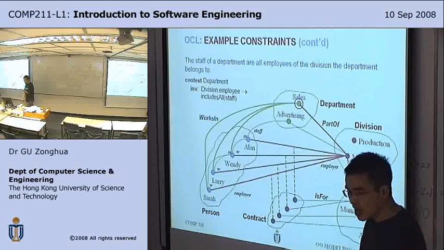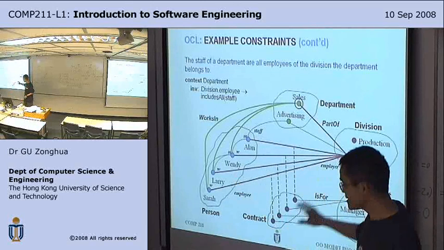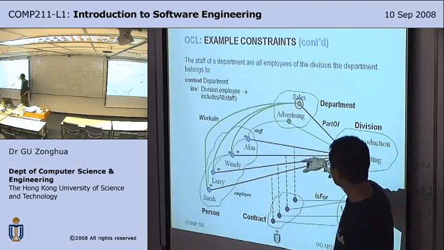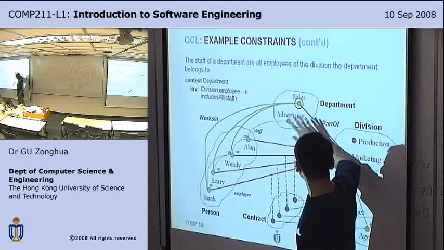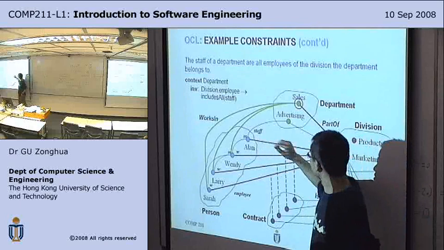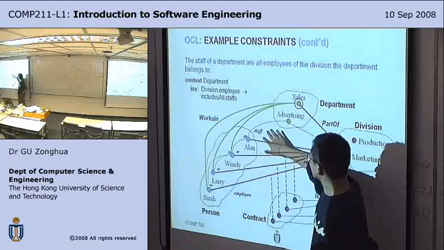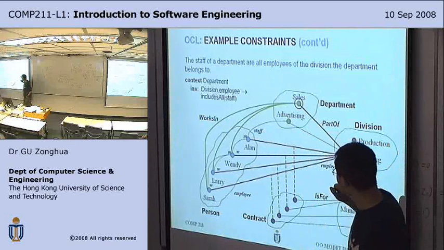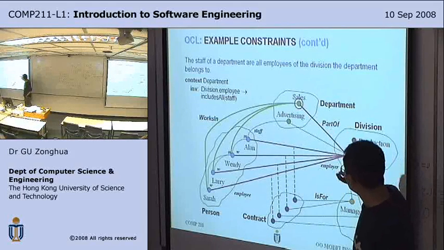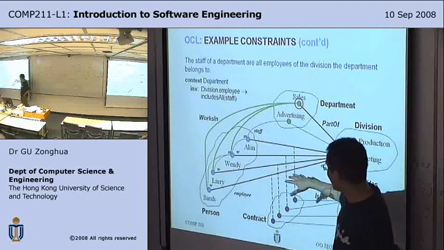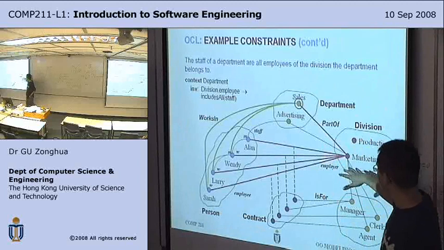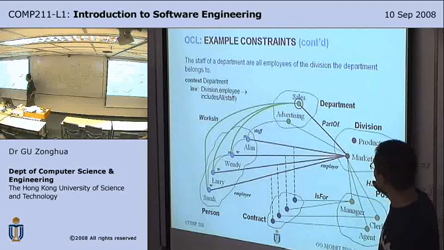So from the department as the context, you say division.employee includes all of the staff by navigating from department to person, right? Because staff is the role name, so you can specify the role name when you do that navigation. So this really says that Larry, Wendy, and Sarah, they all work for sales. And there must be a subset of the employees, Alan, Wendy, Larry, and Sarah, who work for marketing, which contains the sales department.